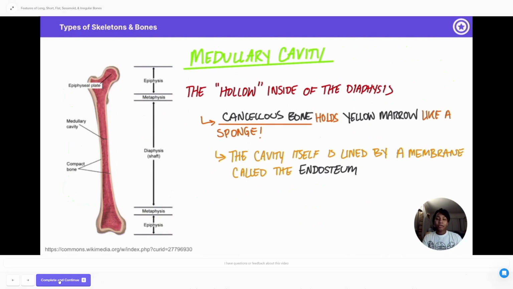So similarly to how the periosteum protects the outer layer of the diaphysis, the medullary cavity is going to be protected by a membrane called the endosteum. It's kind of hard to visualize all these membranes, so we're looking at a horizontal cross-section like this one.